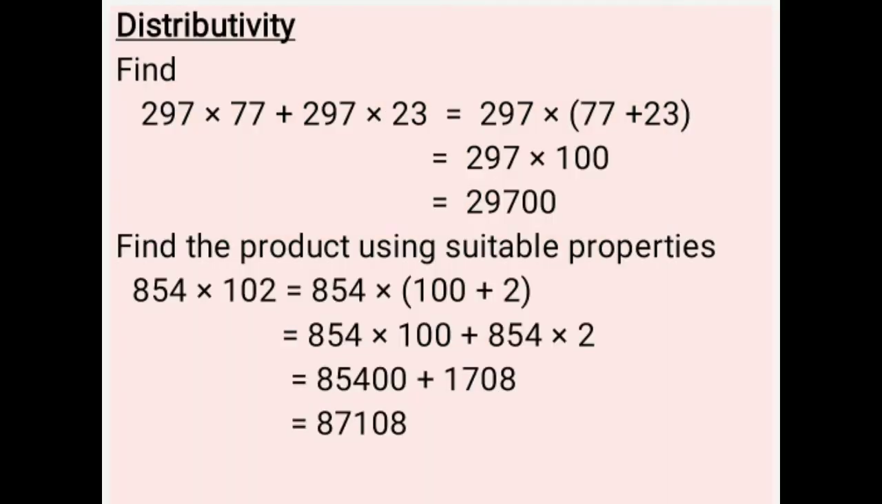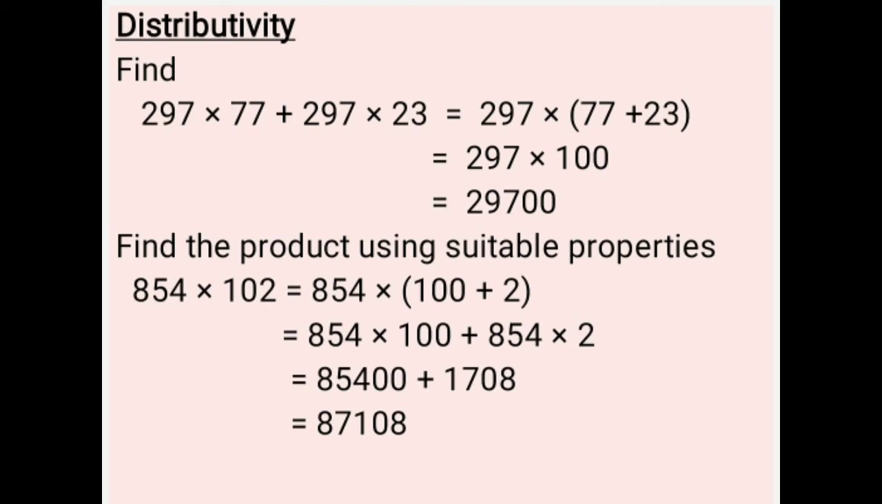Next, distributivity or the distributive property. Let us do some problems using distributivity. Find 297 into 77 plus 297 into 23. In both these products, 297 is a common factor. So let us take 297 outside. When we take 297 outside, 77 remains in the first product and 23 in the second product. So 297 into 77 plus 23, that is 297 into 100. 297 into 100 equals 29,700.